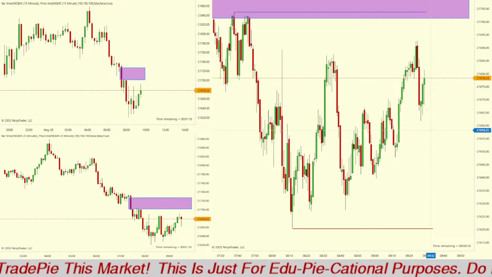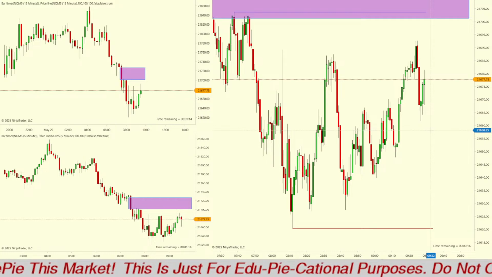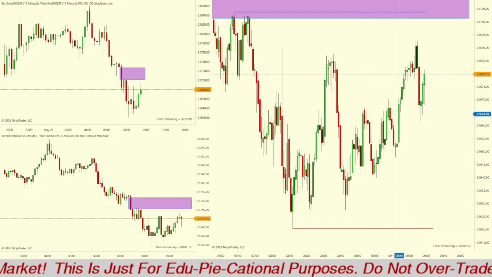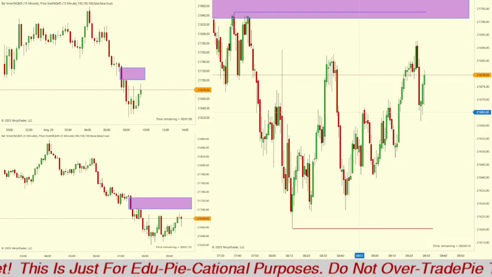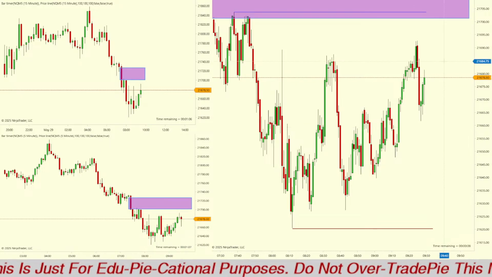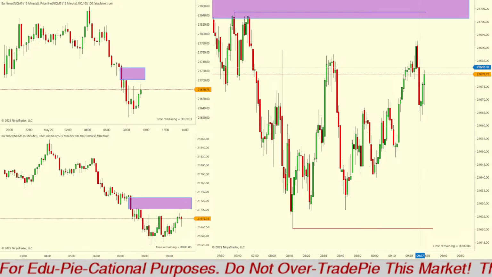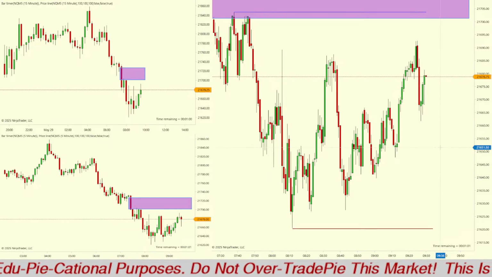Now we are trading to the north a little bit after reaching this inefficiency as well as this breaker block. We have a very good reaction to fill the CB that was formed 3 minutes ago.